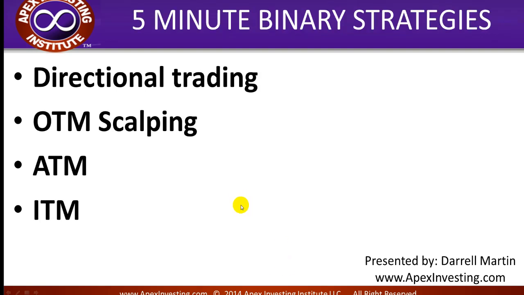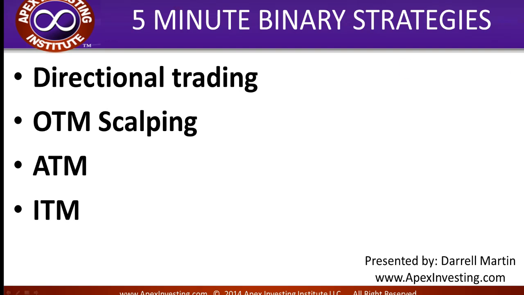Okay, so 5-minute binary strategy. There's a few different ways you can trade them. You can directionally trade them. We'll talk about some advanced strategies, like straddles and condors, later in the month. But you can directionally trade them either by buying a binary or selling a binary. You can buy an out of the money, often used for scalping, a tick scalp. At the money, in the money.